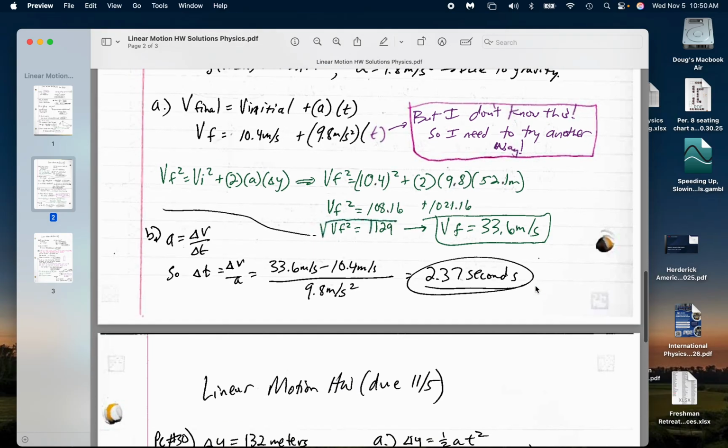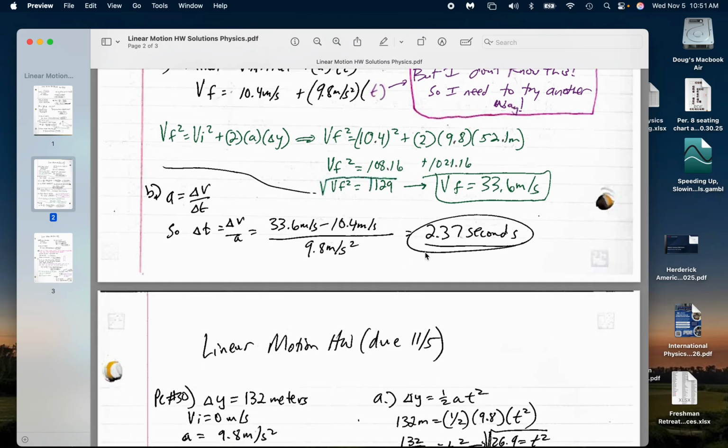So now, when I want to find out how much time it took to fall, I'm going to use a version of formula 3. Acceleration is equal to change in velocity over change in time, but I'm going to rearrange that to solve for delta t. So I'm saying delta t is equal to change in velocity over acceleration. So it sped up by about 23.2 meters per second, divided by 9.8 meters per second squared, and that's around 2.37 seconds.